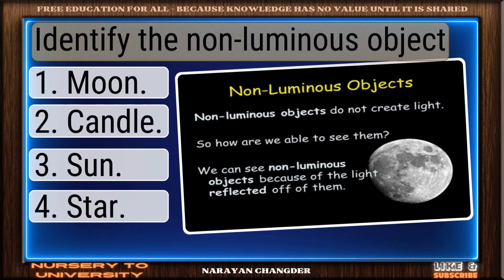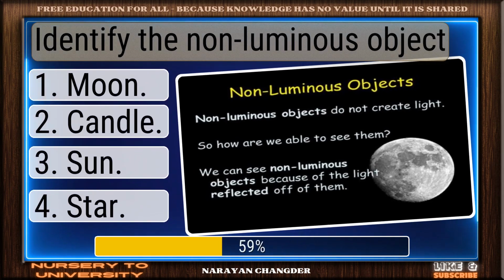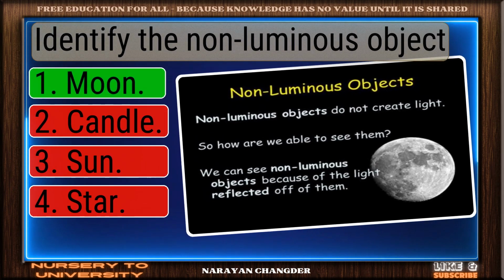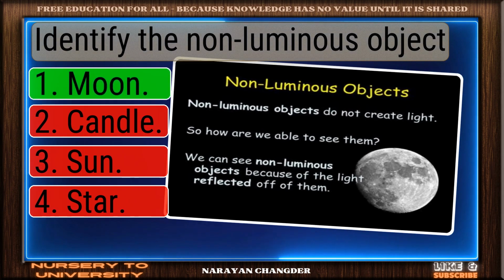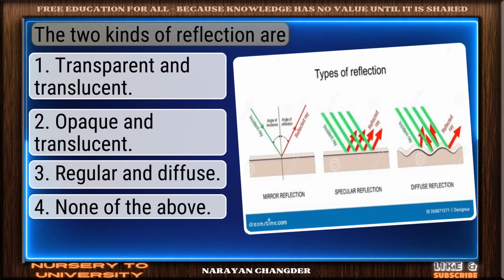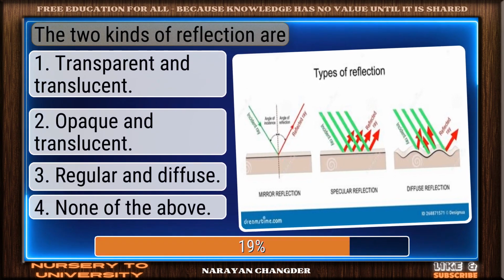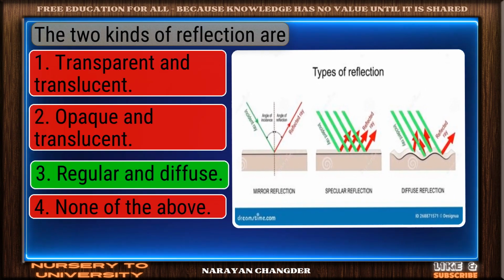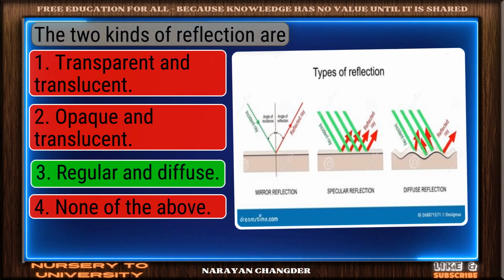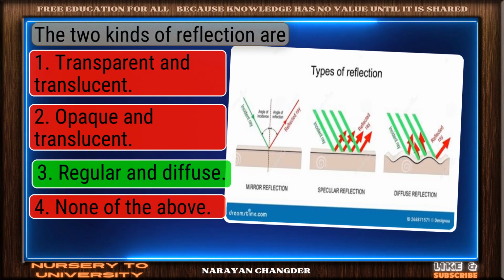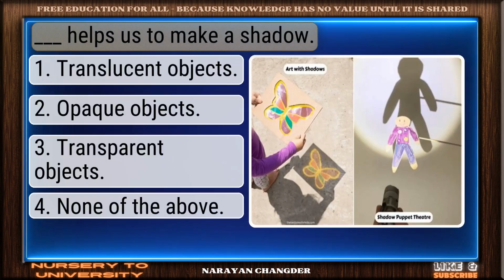Identify the non-luminous object. Right choice. Moon is the best answer. The 2 kinds of reflection are. Nice selection. Regular and diffuse is the correct and valid answer.